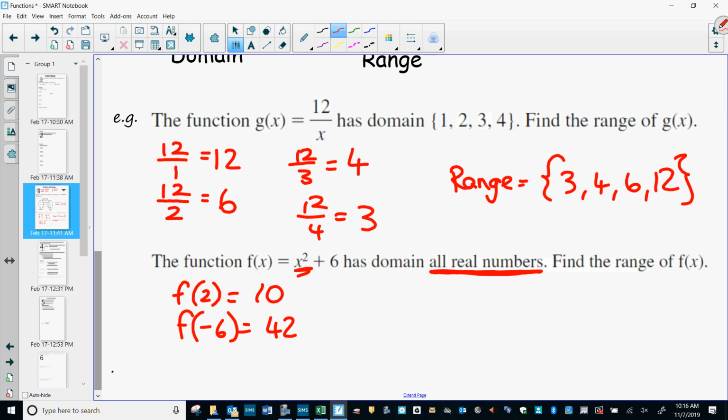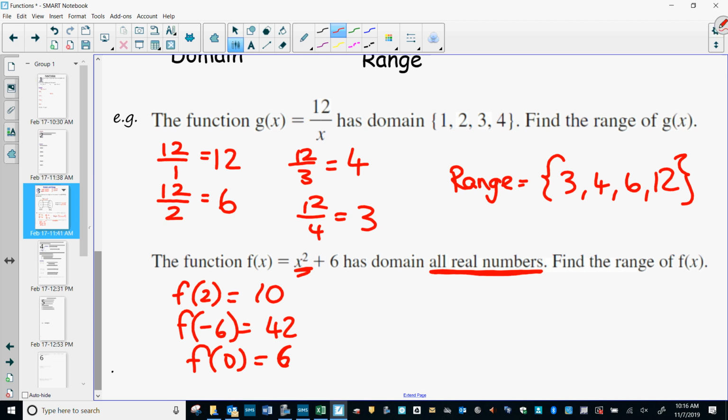Remember when we were drawing straight line graphs, what do we often substitute in to get a little bit more information? How about what if x is 0? Yes. What's f(0)? Okay, because it would be 0 squared plus 6, yes?